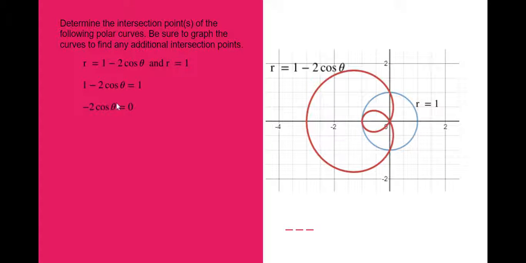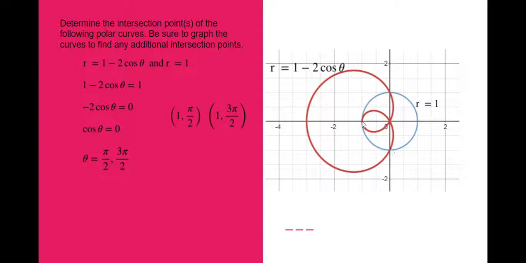dividing by -2, and finding at what values of theta the cosine of theta equals 0, which are pi/2 and 3pi/2. Now we're going to plug these back in to make r equal 1, and make points out of them. So we have 1 comma pi/2, which is here, and 1 comma 3pi/2, which is here.